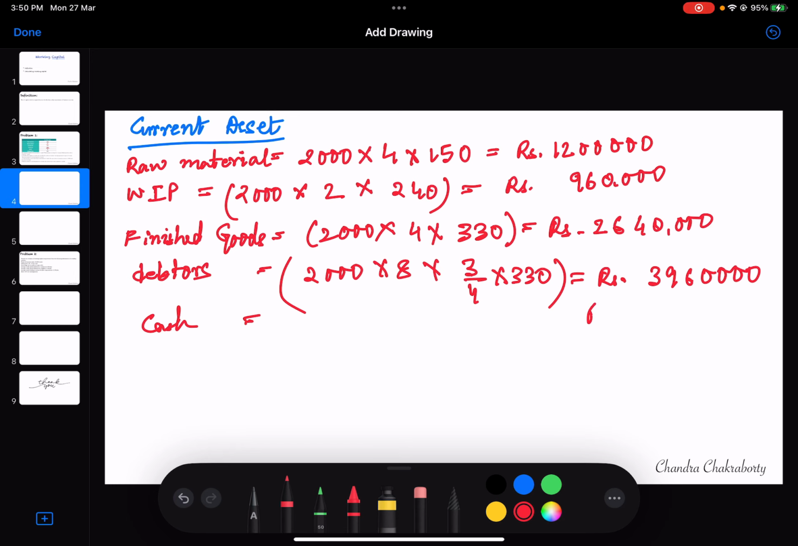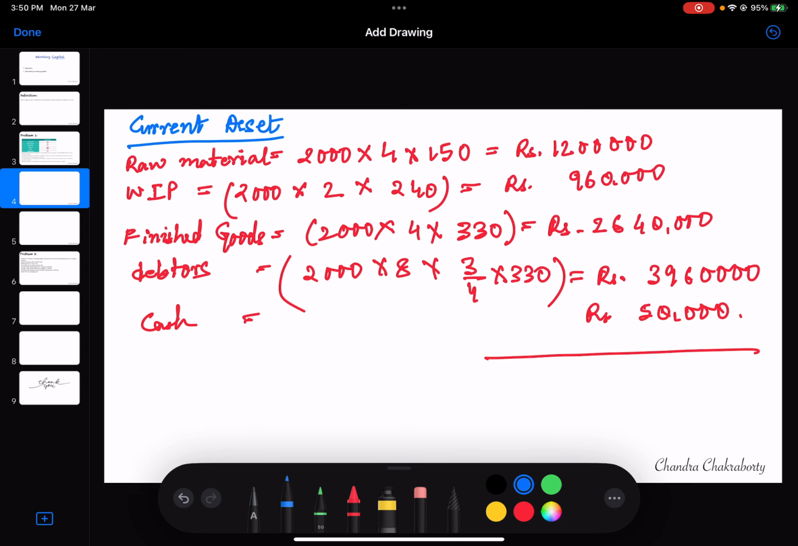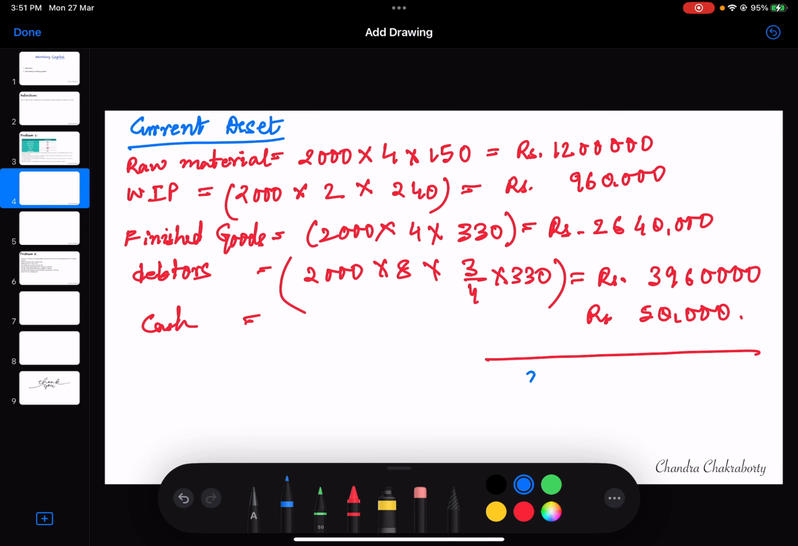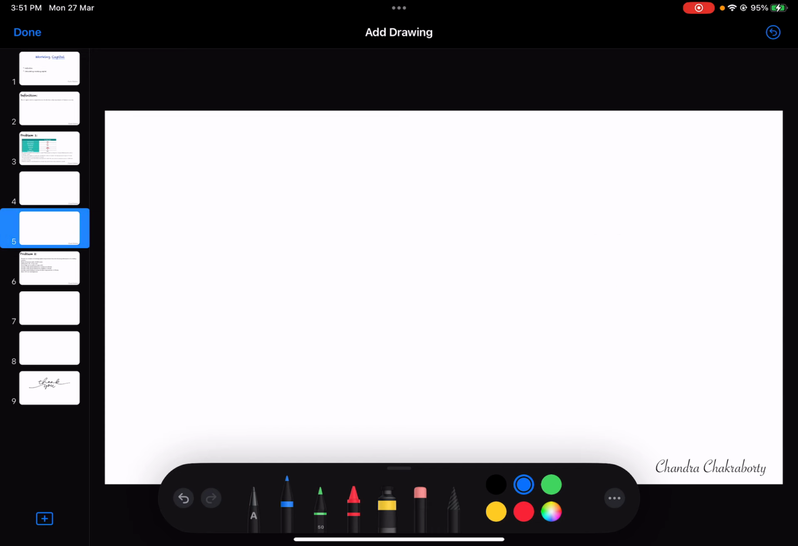Okay. And then cash in hand is rupees 50,000. So let's calculate the total here. Here we get the total as 88 lakhs 10,000. Okay, you're going to add all of them. All right, and this will be the total of current asset. Okay, now let's calculate the current liabilities.